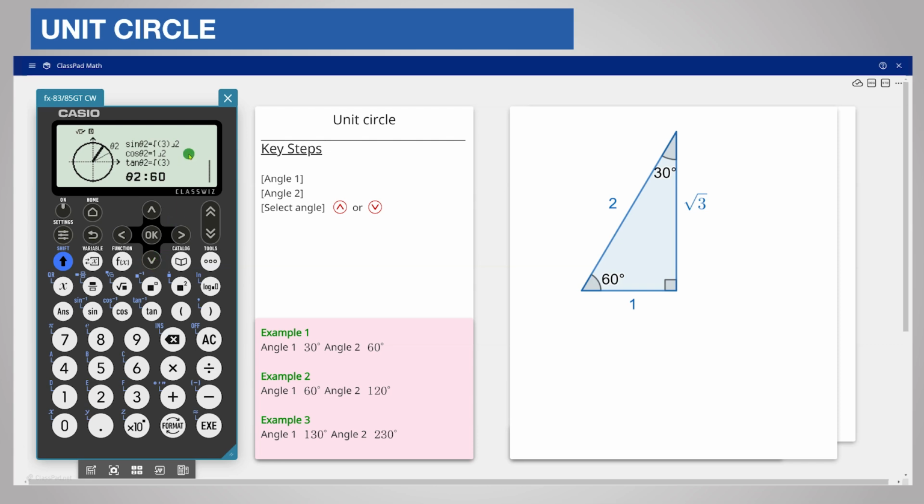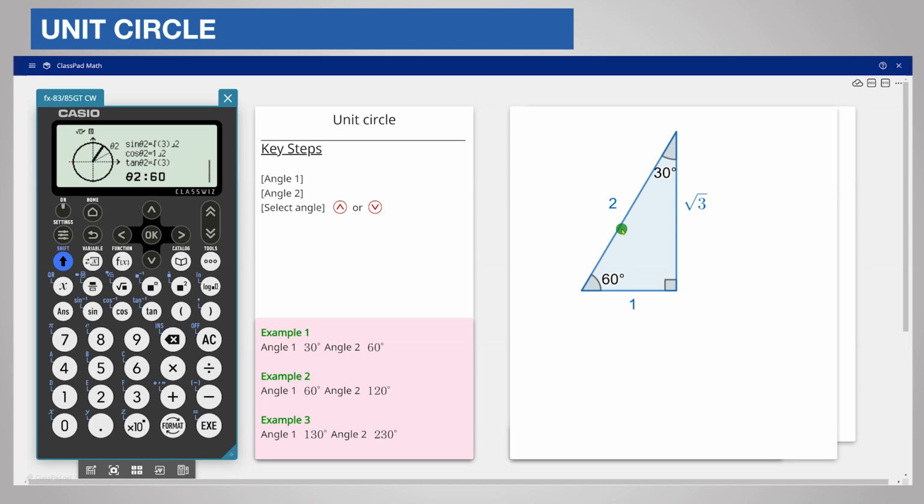This is because in the right angled triangle here on the right, we can see that for 30 degrees, sine opposite over hypotenuse is 1/2, and cos 60 degrees adjacent over hypotenuse is the same, 1/2. You might also like to verify that cos 30 degrees is equal to sine 60 degrees.